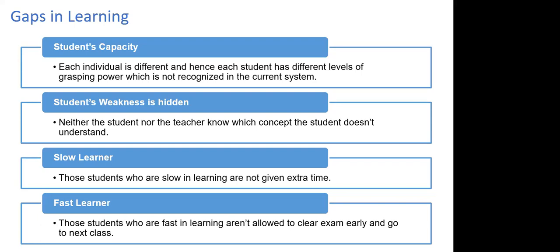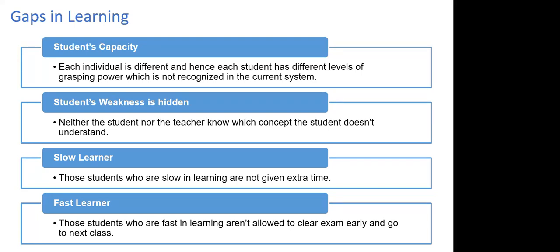The student's weakness is hidden, meaning a student himself or herself does not understand what he or she does not know. This is the first problem: I don't know what I don't know. If I knew what I don't know, then it becomes very easy to target. But since I don't know, I don't know where to target. And there is no one to help me, because my teacher also does not know what I don't know, and my mother and father also don't know. Essentially, there is no one who knows what I know and what I don't know.